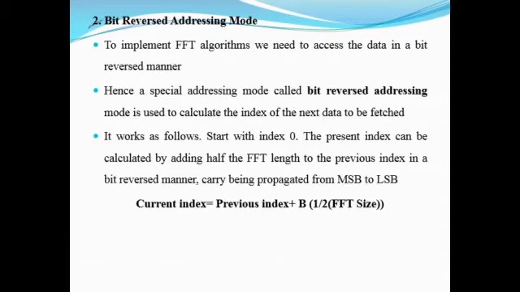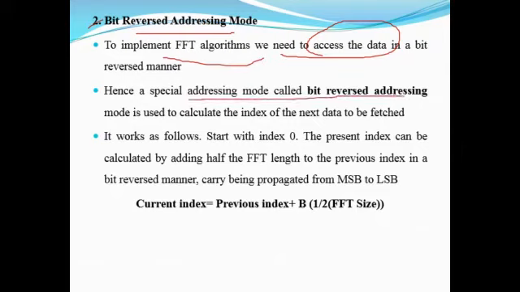Then the second type of special addressing mode is bit reverse addressing mode. Normally in FFT algorithms we use this bit reverse addressing mode, where the data is accessed in a bit reverse manner. We consider it here in two ways: one is bit reverse input and natural output, or natural sequence input and bit reverse output. So we consider this special addressing mode as bit reverse addressing mode, and it is used to calculate the index of the next data which is to be fetched. So if I have the present index specified, I can calculate the next index.